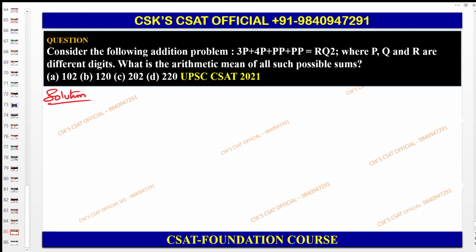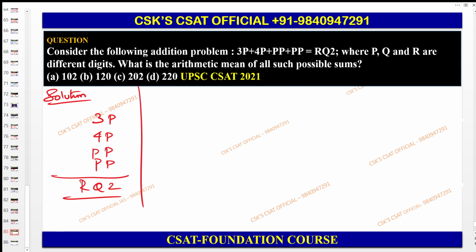Simple question only, but a lot of understanding is required here. Let me explain here. 3p, 4p, pp, again pp, again pp. Listen, if you are adding this, you need to get rq2. So this is the thing provided. And what are the supporting statements? P, Q, R are different digits. You need to find out the arithmetic mean of all such possible sums.